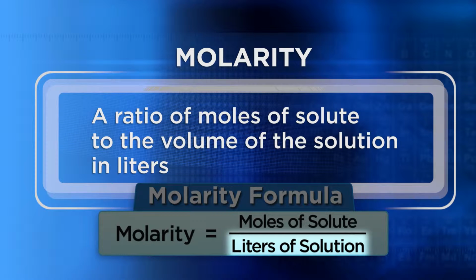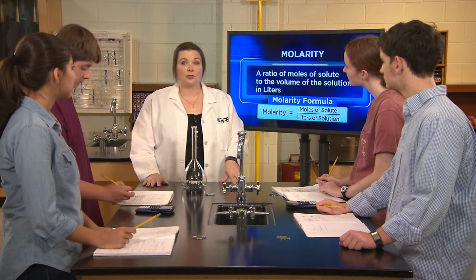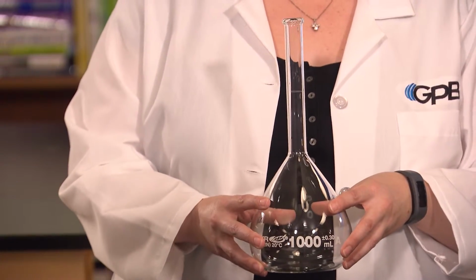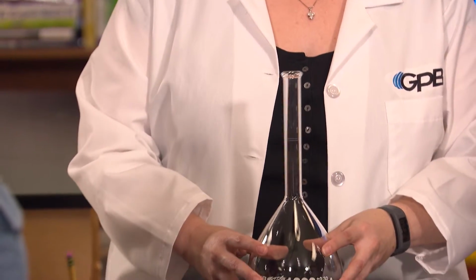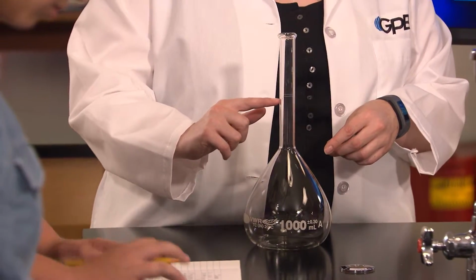Since we want to measure the volume of the entire solution, special glassware is used to create solutions of known molarities. A volumetric flask, like the one I'm holding, will allow you to put the number of moles of the solute in the flask first, then add distilled water up to the line.